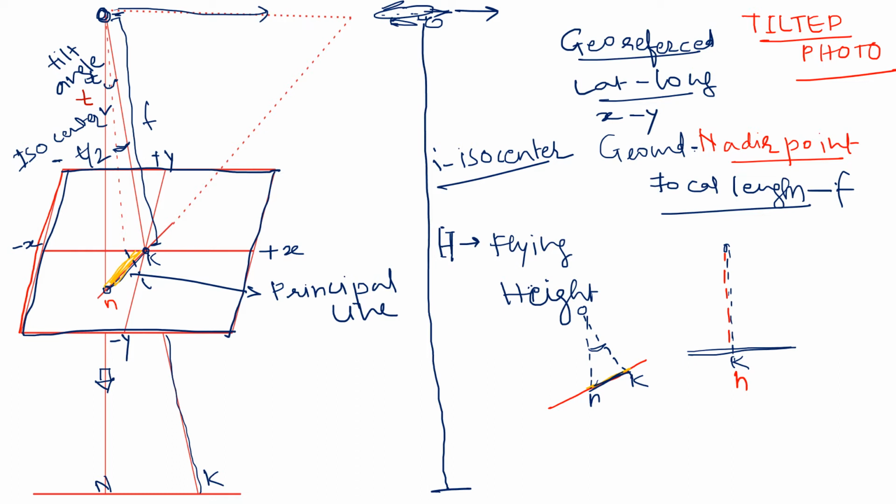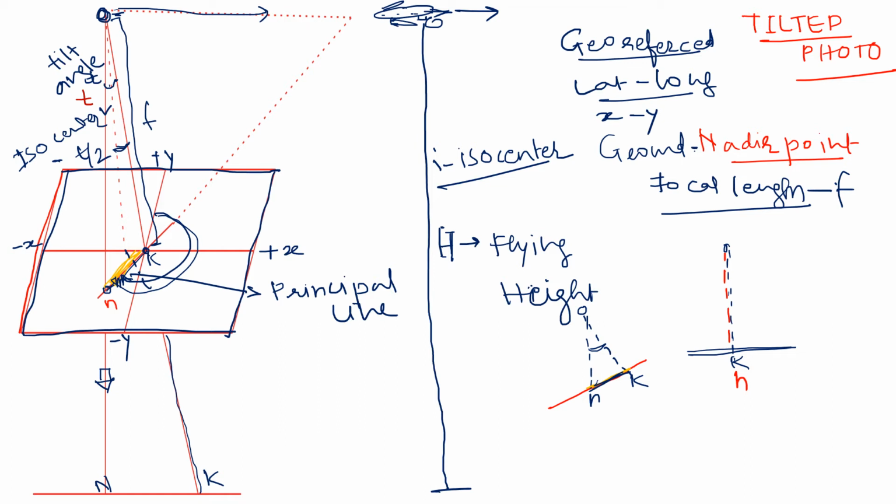Then there is one more term called swing. The swing is nothing but this angle, which is measured from the y or the x-axis. This is called the swing. It talks about the shifting of the principal line, the shifting of the principal points. So these are the terminologies which we use.